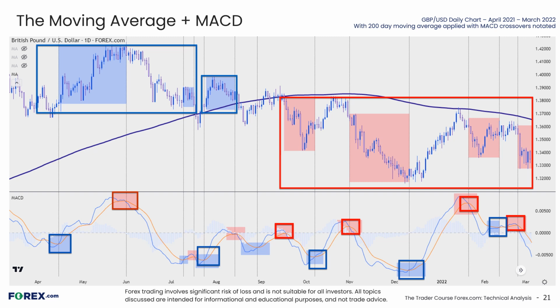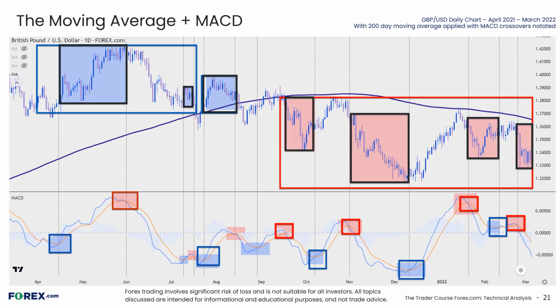On this chart, I've added black boxes around all of the periods that this hypothetical strategy would have been active. And while there are some strong trends, there are also some signals that did not work out, especially around the 200-day moving average trend transition itself.